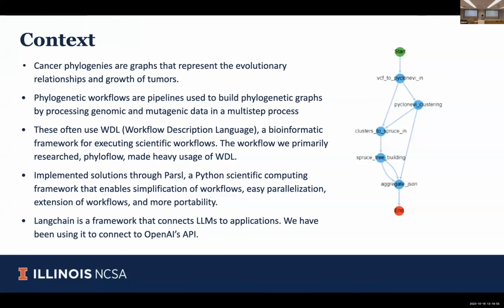Phylogenetic graphs represent evolutionary relationships as well as the growth of tumors over some period of time, right? And phylogenetic workflows are the pipelines that are used to build phylogenetic graphs to represent those evolutions over time by processing a lot of genomic and mutagenic data in a multi-step process.